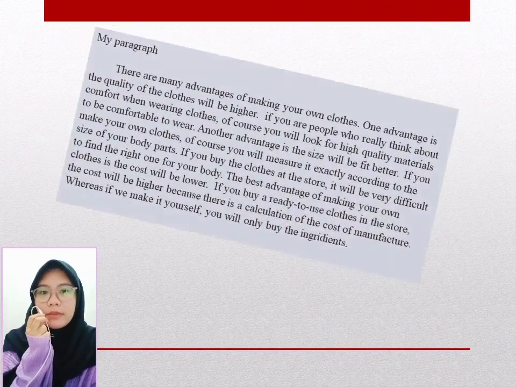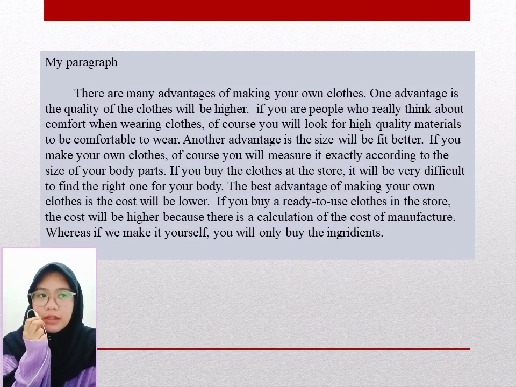So this is my paragraph. There are many advantages of making your own clothes. One advantage is the quality of the clothes will be higher. If you are a person who really thinks about comfort when wearing clothes, of course you will look for high quality materials to be comfortable to wear.